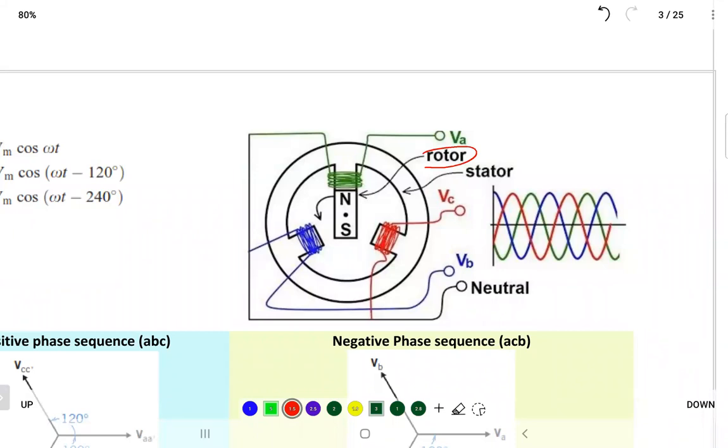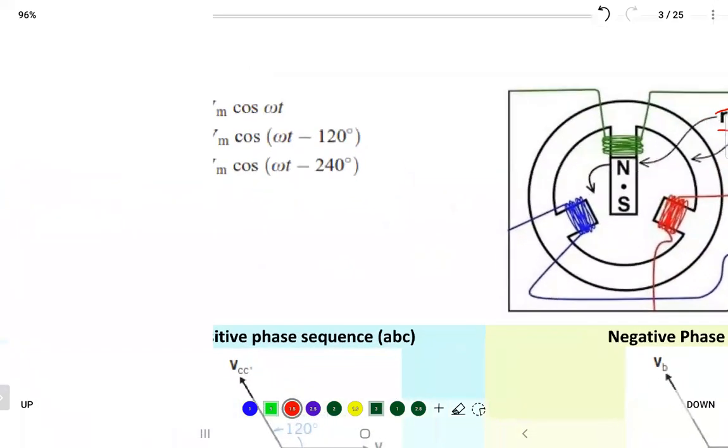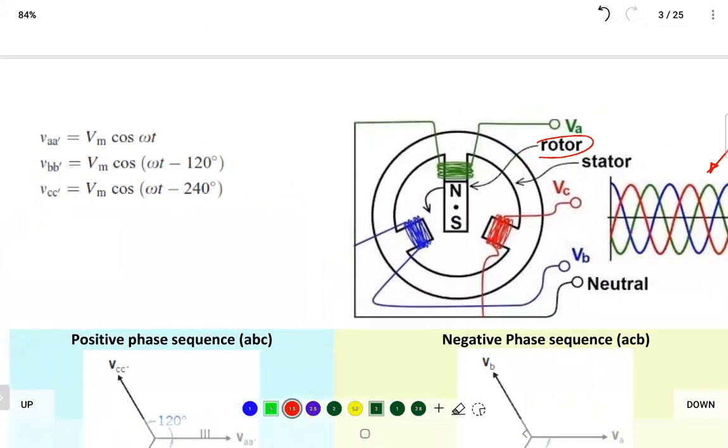The magnetic field rotates, and every time it rotates it produces voltage. If it starts at the green, the voltage produced by the green will be a sine wave at angle 0. Then the second one will be 120 degrees after that, then 240 degrees, and so on. That's how you produce the three-phase. The phases are equal in magnitude but shifted by 120 degrees.